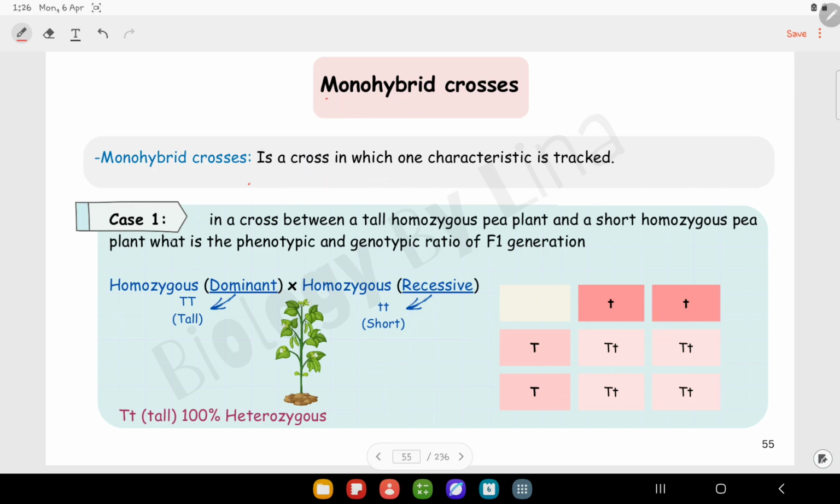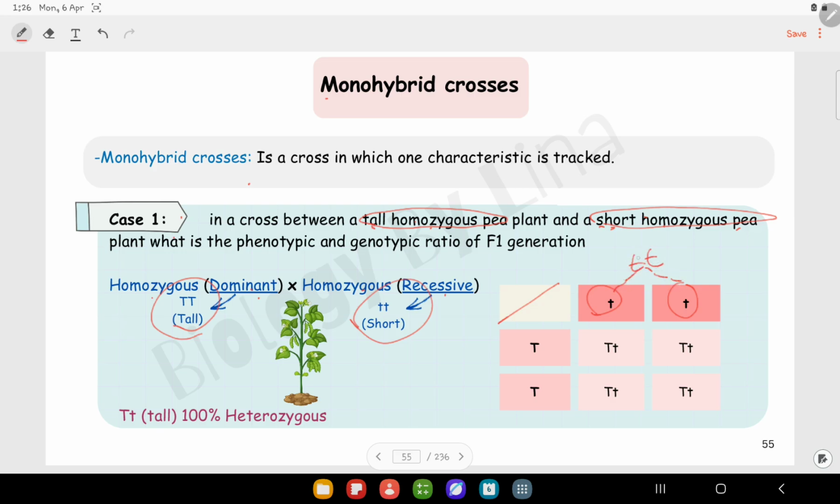It's very easy. For example, in case 1, we cross a tall homo pea plant with a short homo pea plant. So we have a homo tall, which means homodominant, and the other one is short, which means homorecessive. If you cross homodominant and homorecessive, for example T capital, which is tall, with the recessive, which is T small, what is the predicted ratio of the offspring? This is the Punnett square, and we will put the gametes here. This is for the first parent, which is T small.